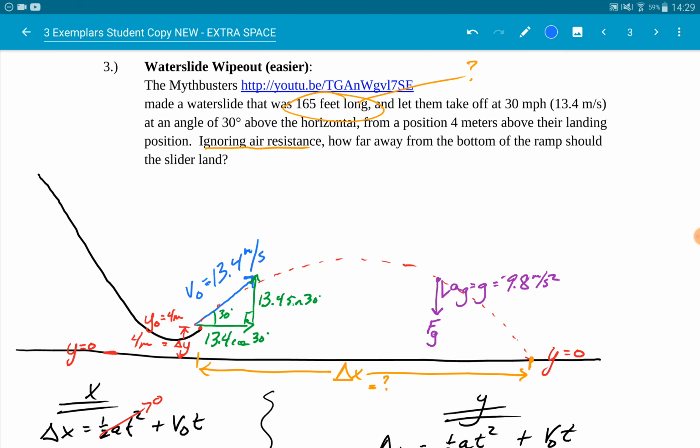Let's see, what else? Did I get everything? I ignored air resistance. How far away from the bottom of the ramp should the slider land? We got that. Oh, is that all I was asking? That's it. Oh, that wasn't too bad.